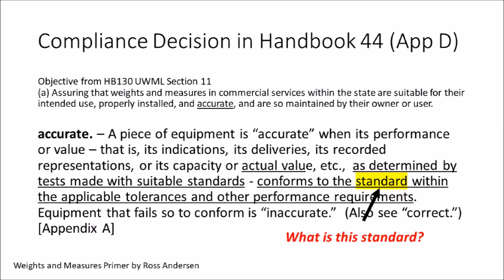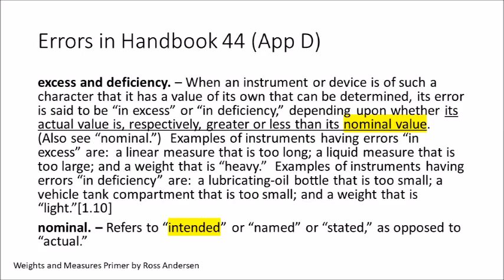And I looked at the definition of excess and deficiency. These are errors of excess and deficiency, and that's whether its actual value is respectively greater or less than its nominal value. And if you look up the word nominal, you see the word intended. So I'm going to use intended. It's in excess or deficiency whether it's greater than its intended value. All right, that's great, but what's intended? It's the same as the standard up in the definition of accuracy.